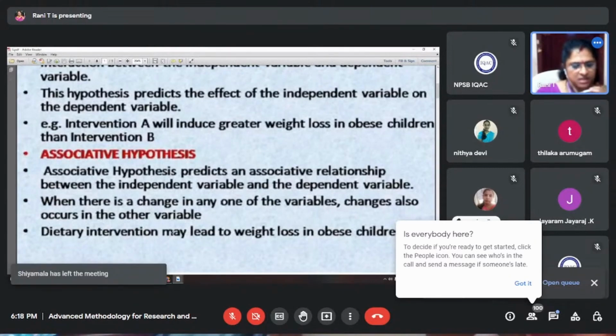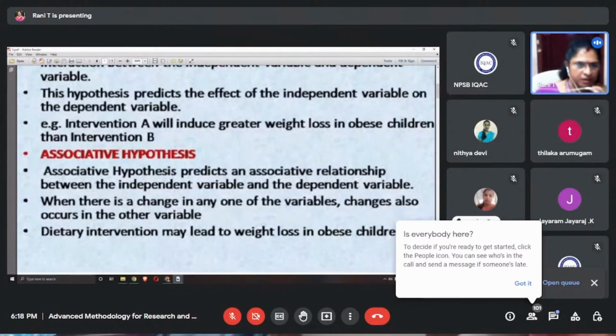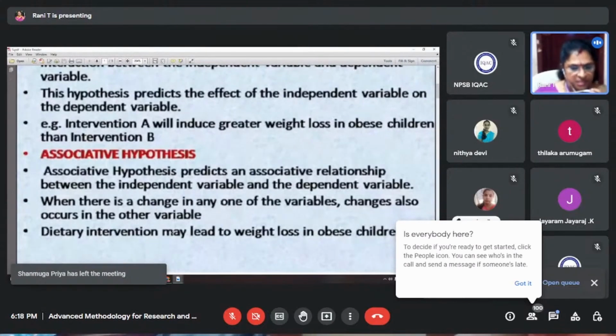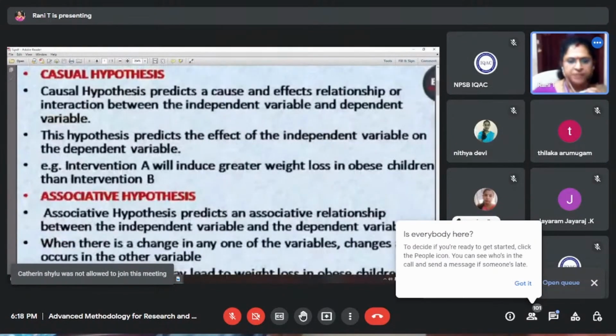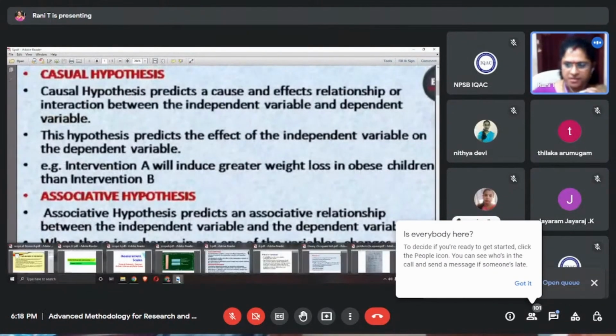What is the associative hypothesis? When I take dietary food, or if I take this dietary intervention in my food, it has given an equivalent reaction in my weight reduction. So this is what the associative hypothesis is.